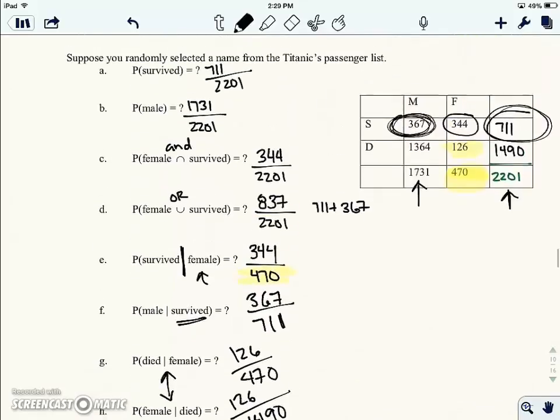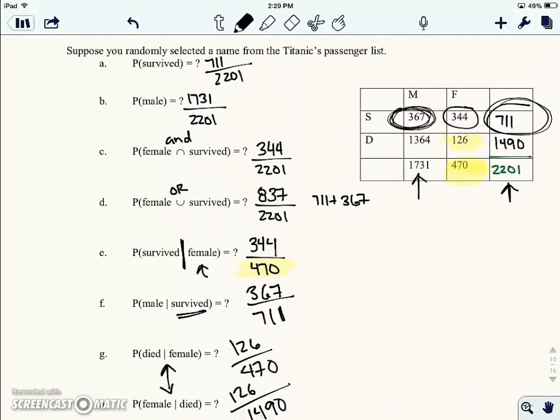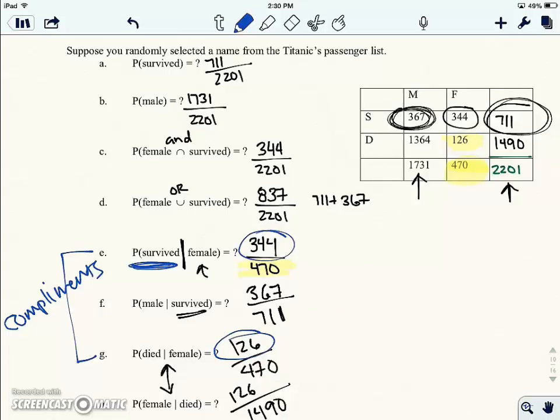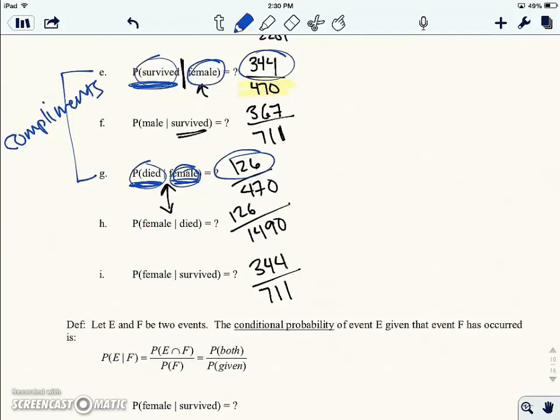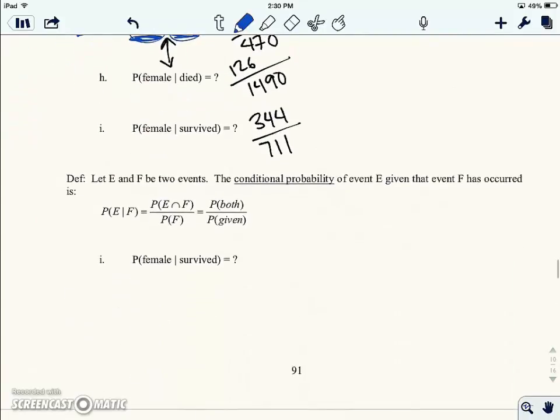Before I move on, I also want to point out something. Notice that E and G are complements, okay, because 344 plus 126 would equal the full 470. So the probability of surviving given you're a female or the probability that you've died, given that you're female. And the reason they're complements is because the denominator is the same and the numerator is just the other part of the other question.